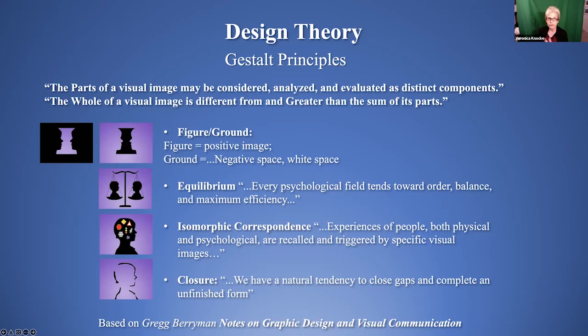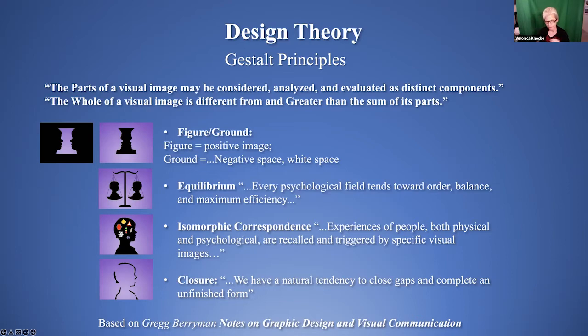So in Gestalt, the parts of a visual image may be considered, analyzed, and evaluated as distinct components. And the whole of a visual image is different from and greater than the sum of its parts. So the way that the objects in an image work together makes it more important than just the pieces of information from each of those individual objects separated. When you put them together, they mean more.